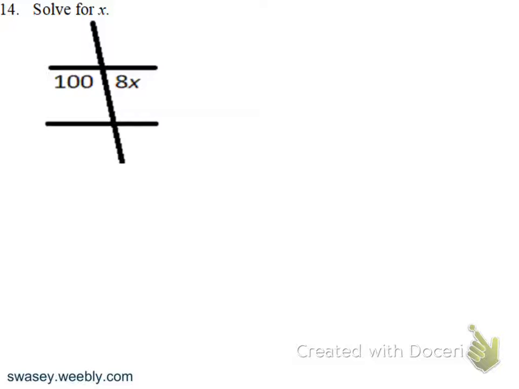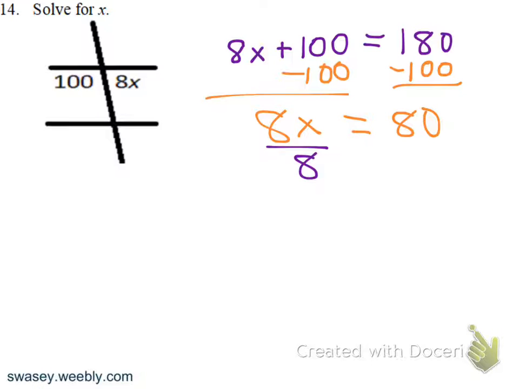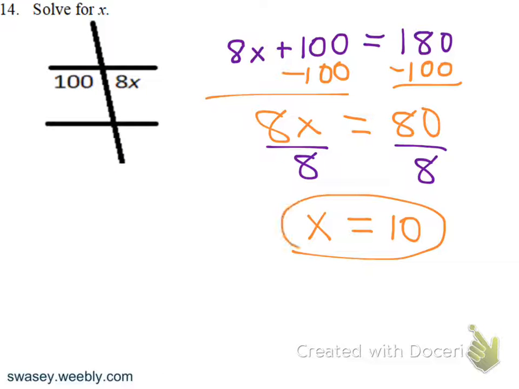These are a linear pair, so they add up to 180, so we can write 8x plus 100 equals 180. Two-step equation from here, subtract 100. And we have 8x equals 80, divide by 8, and so x is 10. That's all we wanted to find here, x, so we're done.